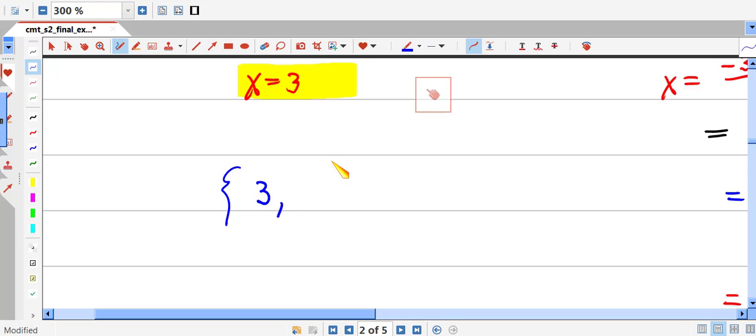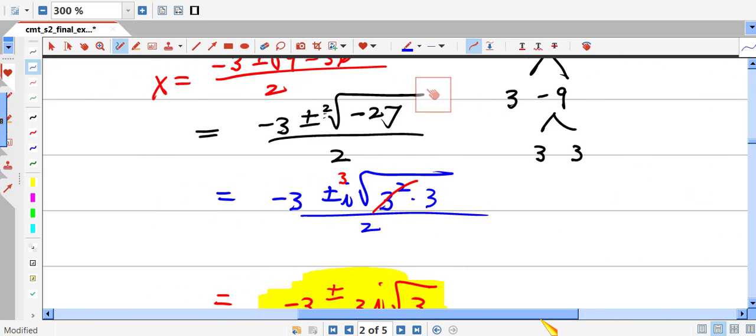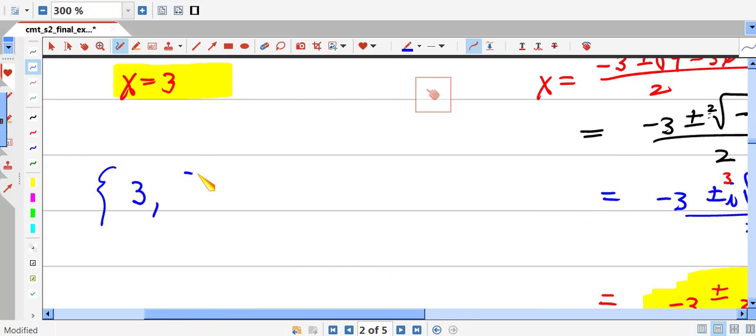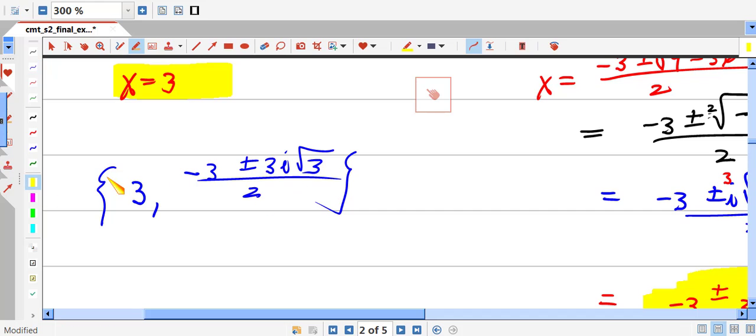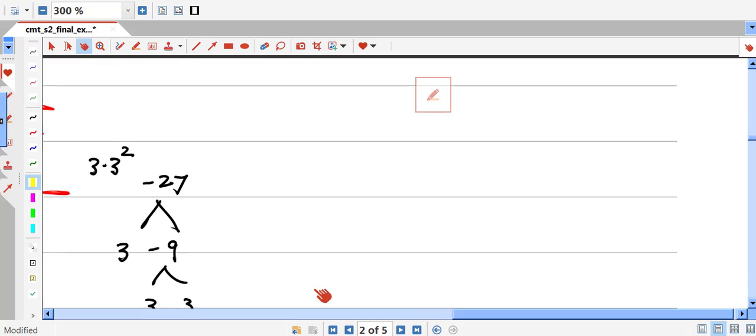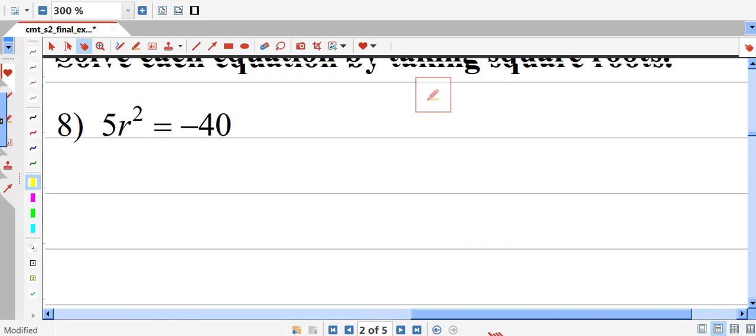One is 3, and the other one, what did I say it was? Negative 3 plus or minus 3i root 3 over 2. So negative 3 plus or minus 3i root 3 all over 2. Okay, good. Next one. So that's a pretty relatively lengthy problem.